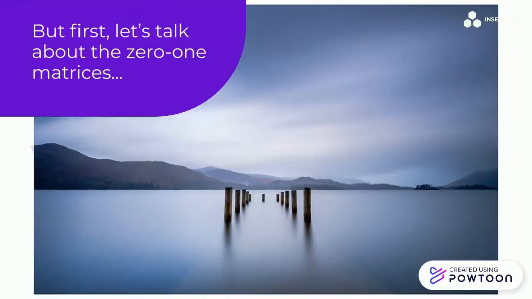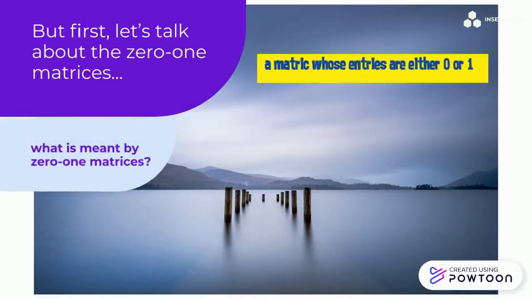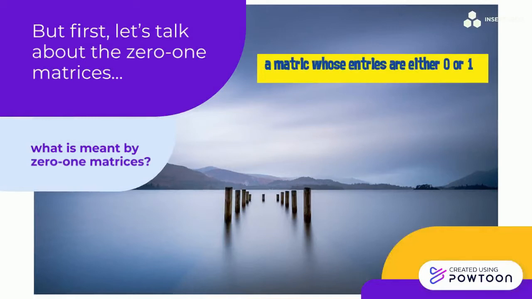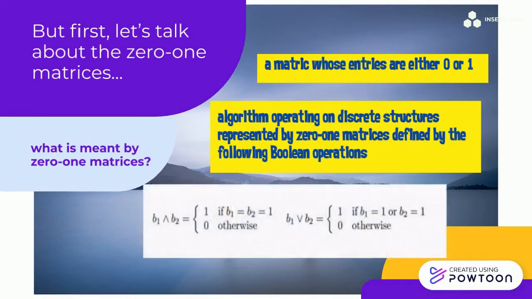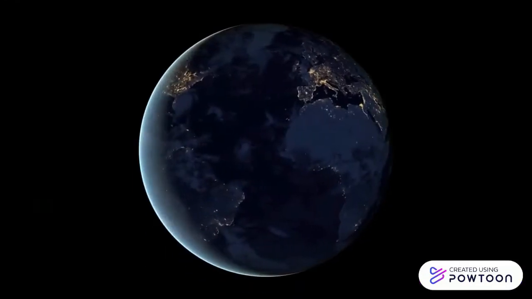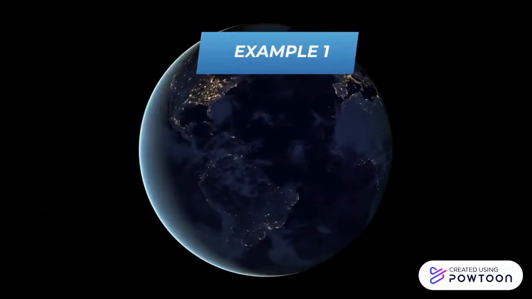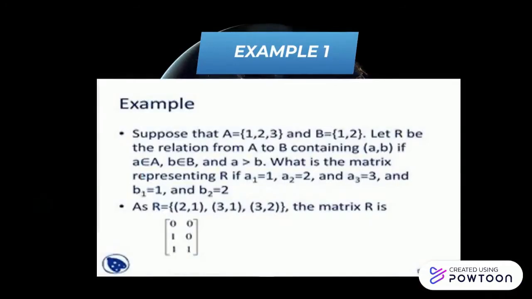Firstly, what are 0-1 matrices? A 0-1 matrix is a matrix whose entries are either 0 or 1. Algorithms operating on discrete structures are defined by the following Boolean operations. Now let's look at the example. First, we find the matrix representing R, which is R equals (2,1), (3,1), (3,2). Then we get the 0-1 matrix for R, which is 0, 0, 1, 0, 1, 1.